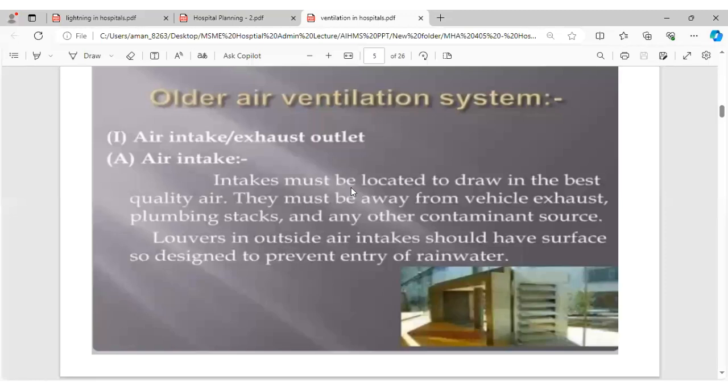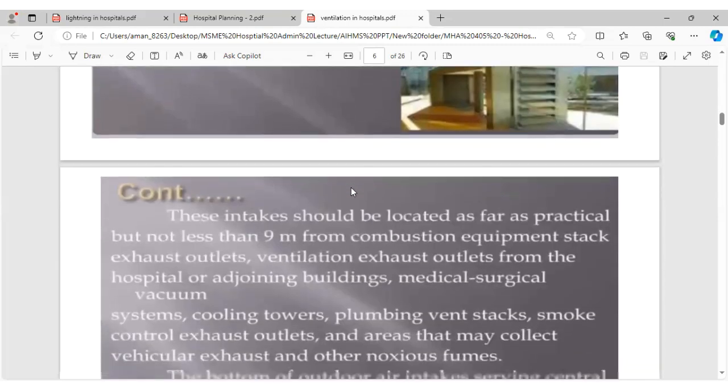Air intake. Intakes must be located to draw in the best quality air. They must be away from vehicle exhaust, plumbing stacks, and other contaminant sources. Louvers in outside air intakes should have surfaces so designed to prevent entry of rainwater.